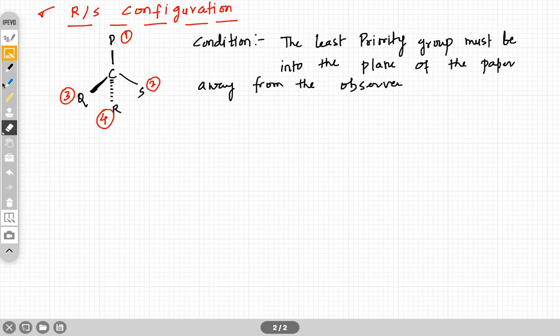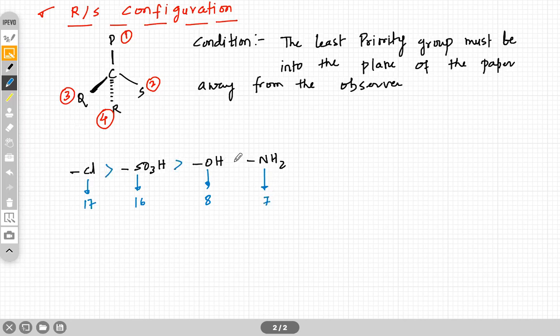For example, if you have chlorine attached to the carbon, and then we have SO3H, OH, NH2, all these groups are attached. Then we'll compare the atomic number of chlorine, that is 17. For sulfur, it is 16. For oxygen, it is 8. And for nitrogen, it is 7. So the priority order is according to the atomic number of the first atom.